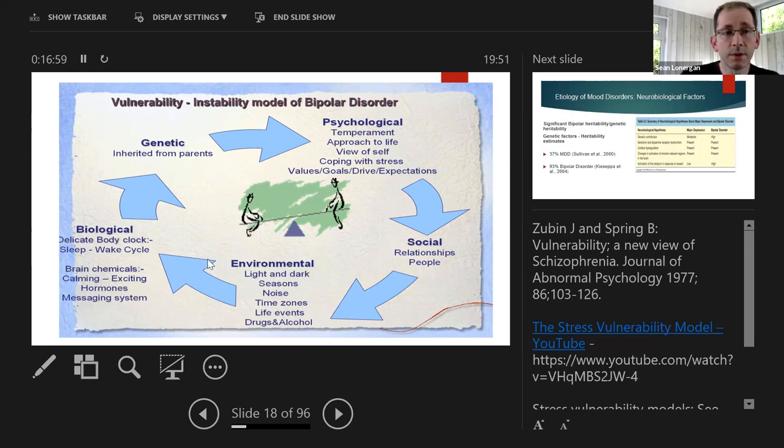So any disturbance to the body clock and the sleep-wake cycle can have a significant impact in increasing a person's vulnerability and likelihood of mood instability. Changes in hormones, messaging system, neurotransmitters in the brain. Each and every one of these, amongst other factors, can have a direct input into how vulnerable or unstable a person with bipolar's mood may be.